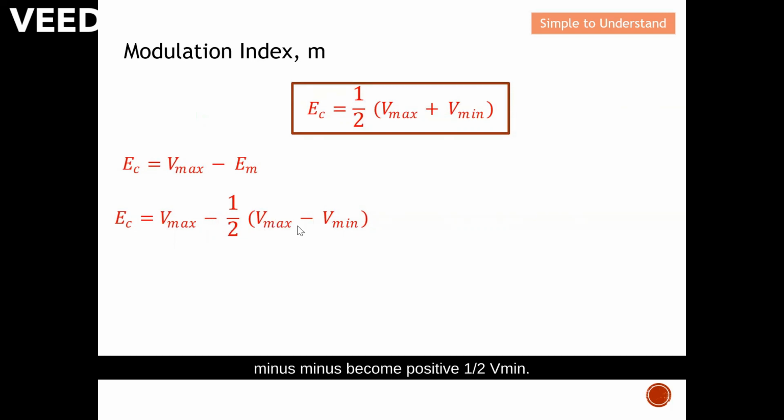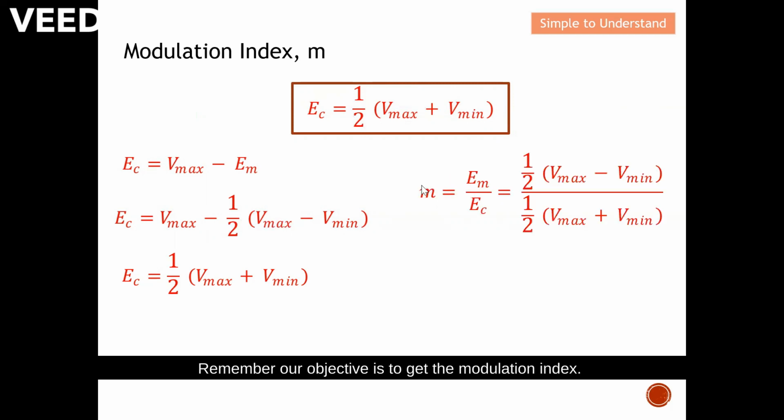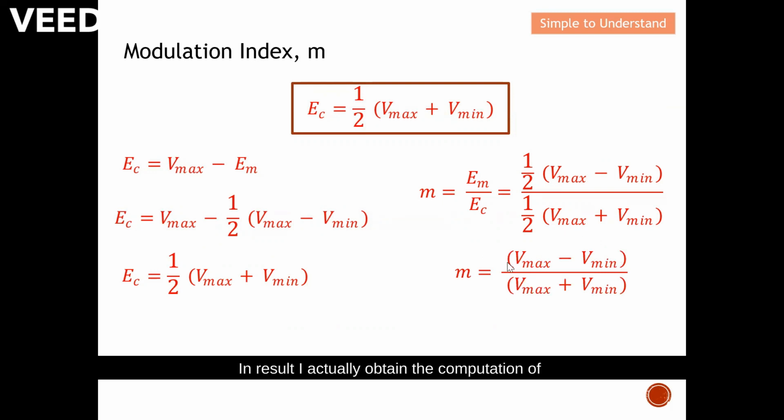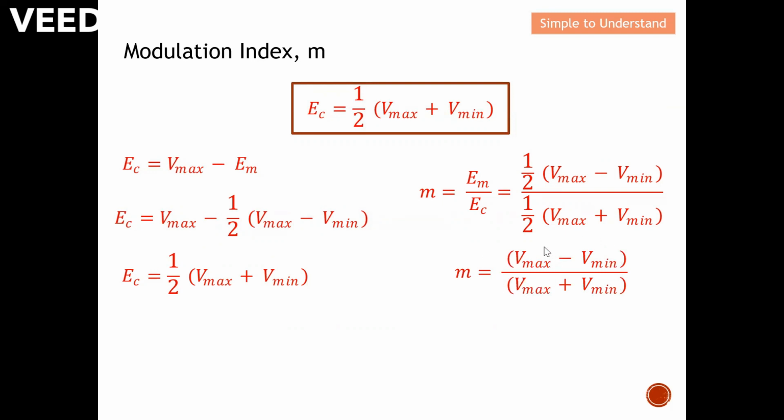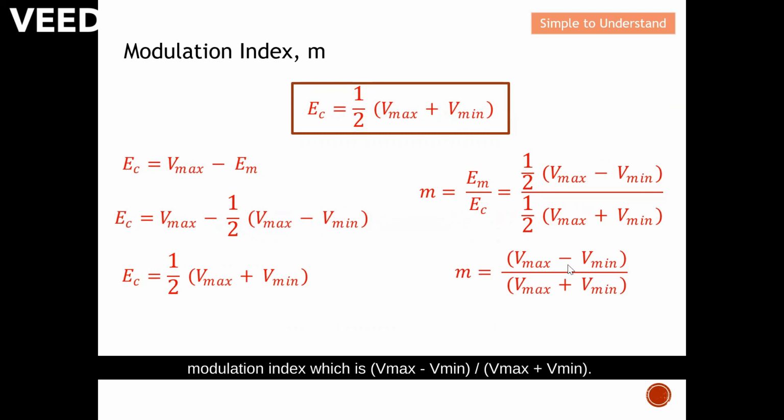Minus minus become positive Vmin. So EC is equal to half of Vmax plus Vmin, which is illustrated here. Remember, our objective is to get the modulation index. Earlier on, I defined the modulation index as the peak of the modulating signal over the peak of the carrier signal. So EM is over here, EC is here, and I cancel away this half. As a result, I obtain the computation of the modulation index, which is Vmax minus Vmin over Vmax plus Vmin.